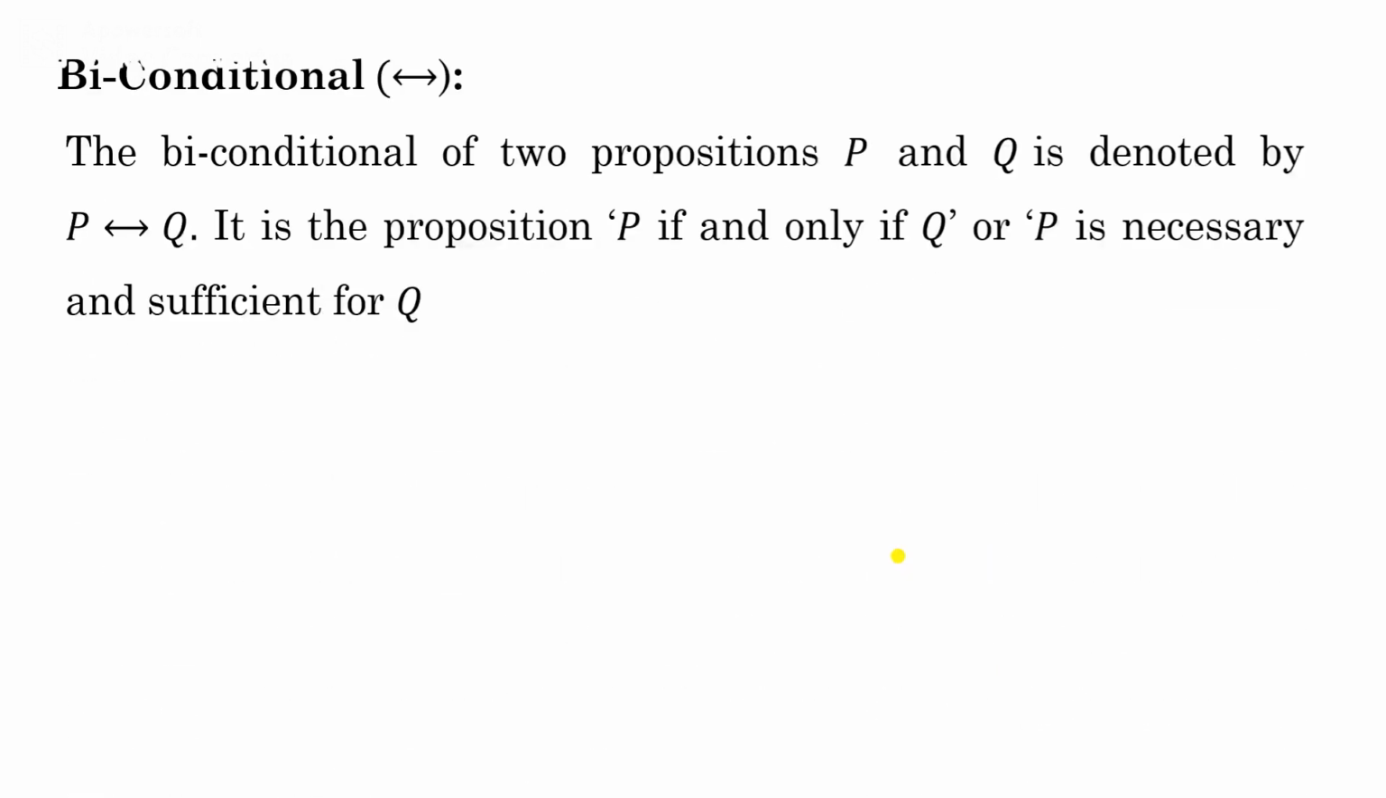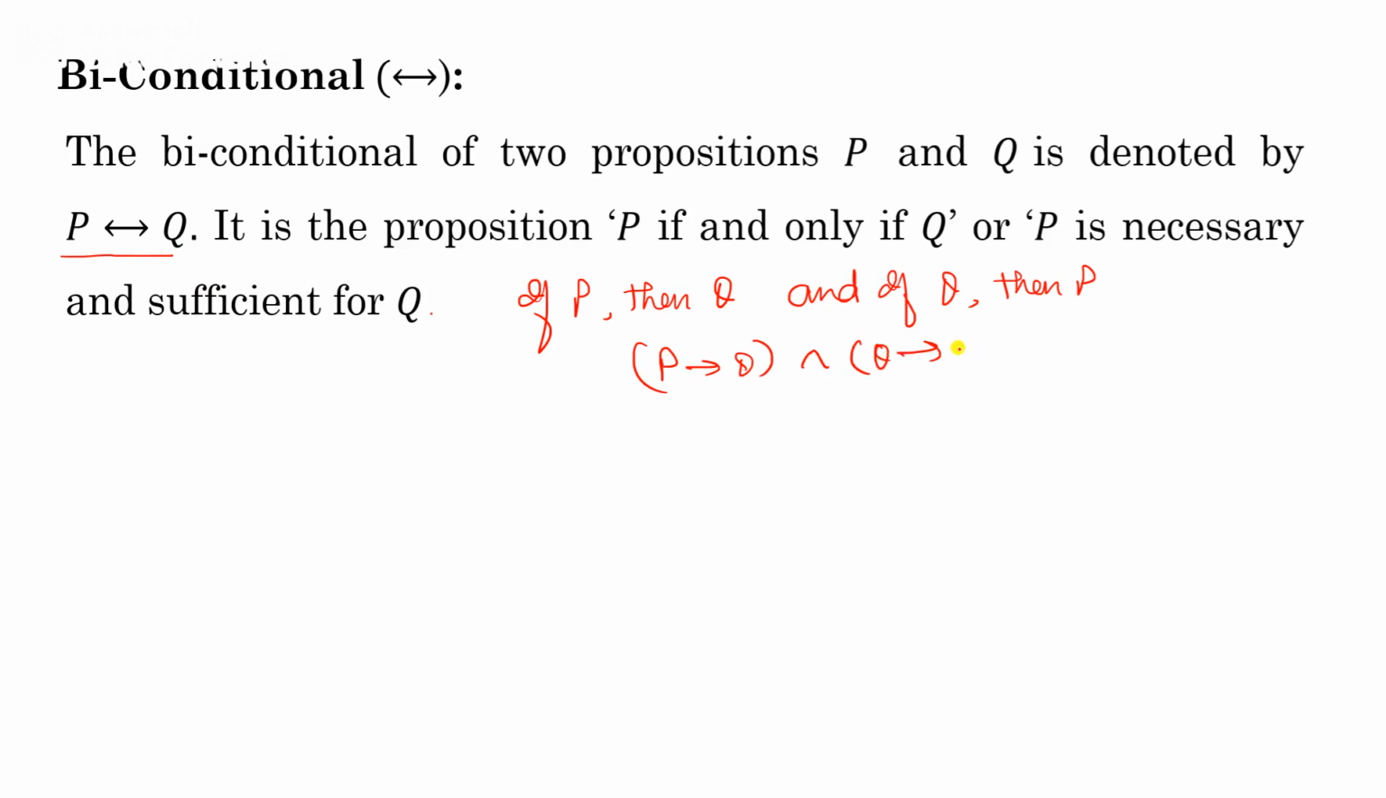Now, biconditional. The biconditional of two propositions P and Q is denoted by P, double-sided arrow Q. It is the proposition P if and only if Q, or P is necessary and sufficient for Q. Or you can say if P then Q, and if Q then P. So this is another way to discuss this biconditional. If P then Q, or in short you can write P implies Q, and if Q then P. So this is the biconditional.